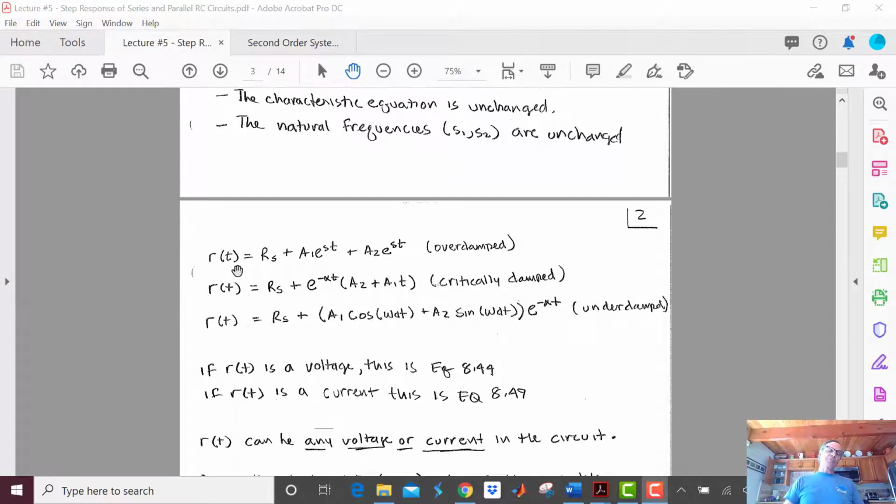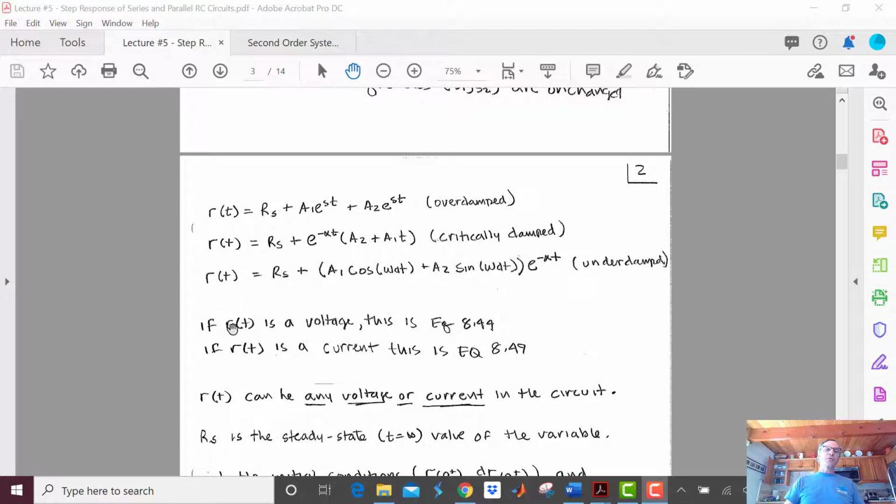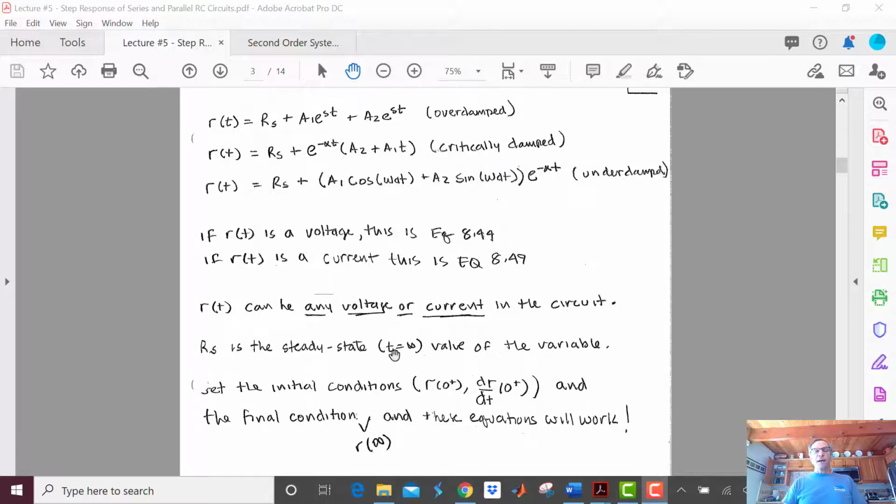So again, I use my R because I like to remind you that we're doing response, and it could be a voltage or it could be a current. If it's a voltage, it's one equation in the book, and if it's current, it's another equation in the book. So it could be any voltage or current in the circuit. And R sub s is the steady state. It's the t equals infinity value of the variable.